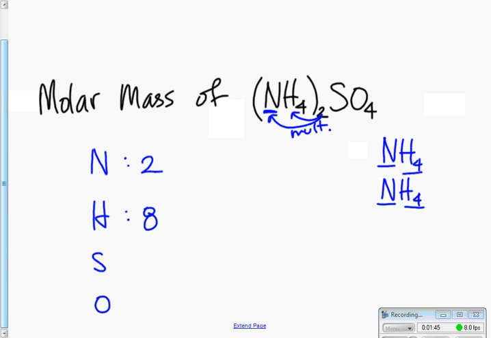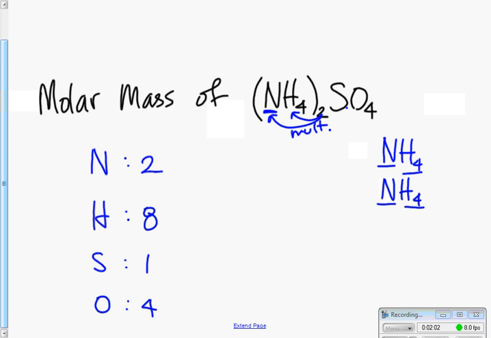Sulfur, there's no subscript right here after it. Okay, and that doesn't mean 0. Remember, that means 1. So we're not going to multiply by the 2, because it's not inside the parentheses. So there's only 1 sulfur. And oxygen has a 4 after it, so there are 4 oxygens.